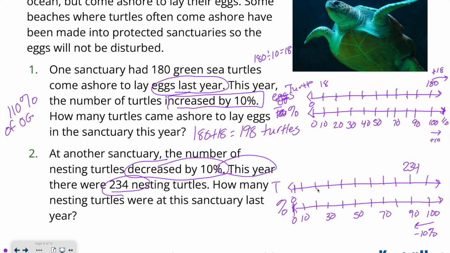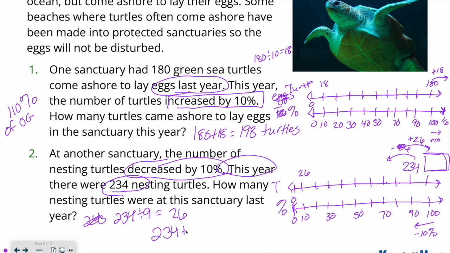I have 1, 2, 3, 4, 5, 6, 7, 8, 9 spots. So 234 divided by 9 means every 10% is 26. So I need to take away 26 from 234. Oh, sorry, not take away, because I need to find the original. So I need to go up 10%. So I need to add 234 plus 26 to get 264.